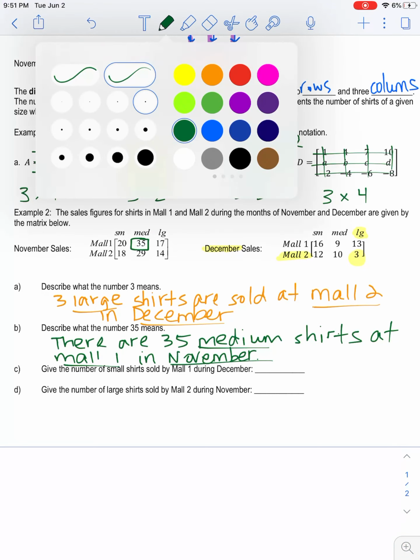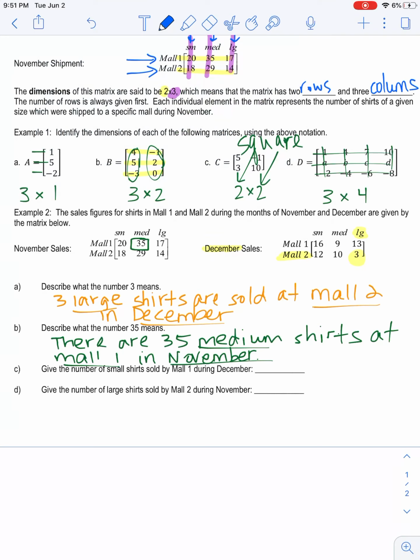All right, next question. A lot less writing this time. We just have to give the number of small shirts with Mall 1 and December. So here's December, Mall 1, small, and that number looks like it'd be 16. Let me switch colors for this last one. We want large, Mall 2, November this time. So November's over here, large is over here, Mall 2 would go with the number 14.